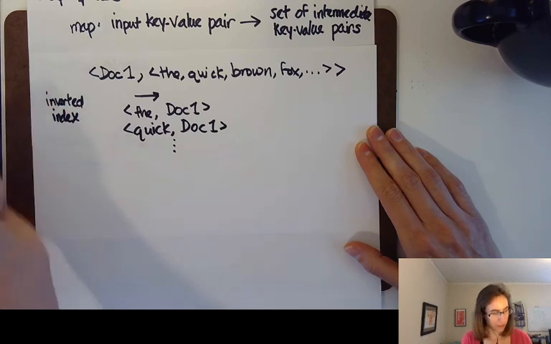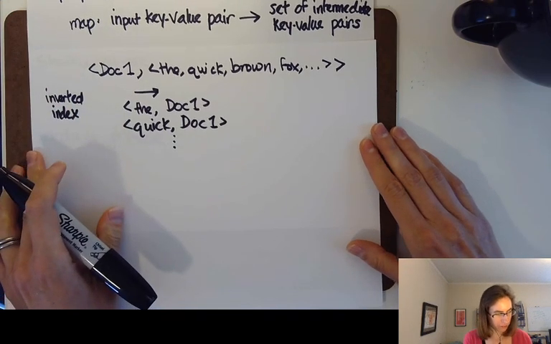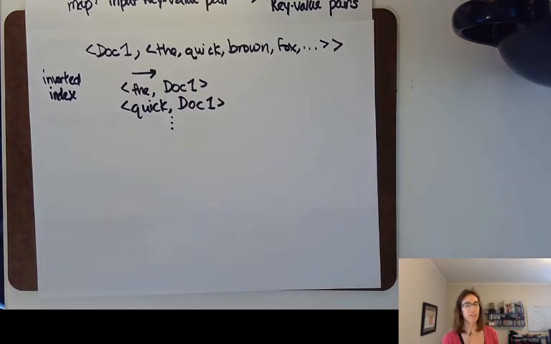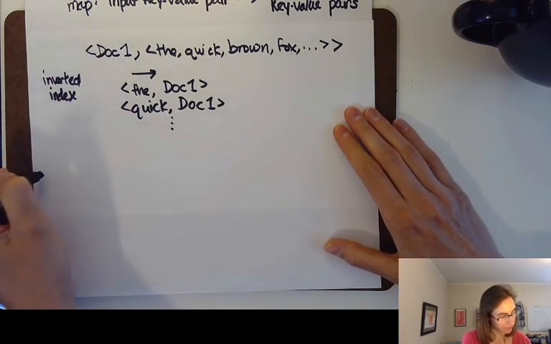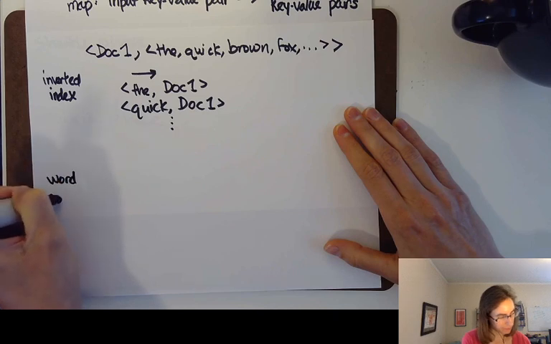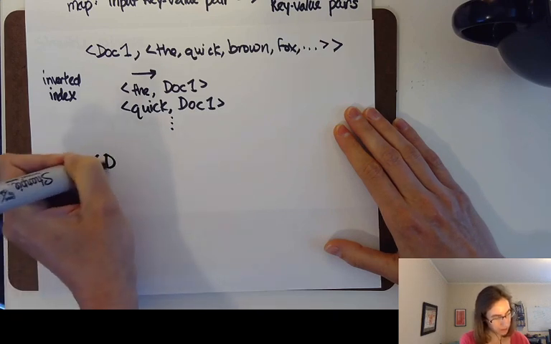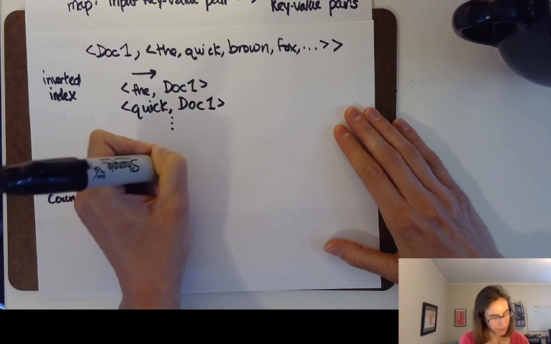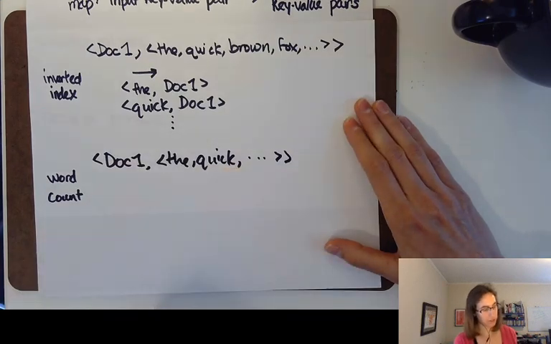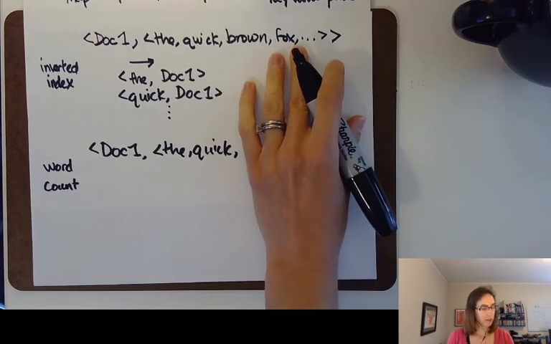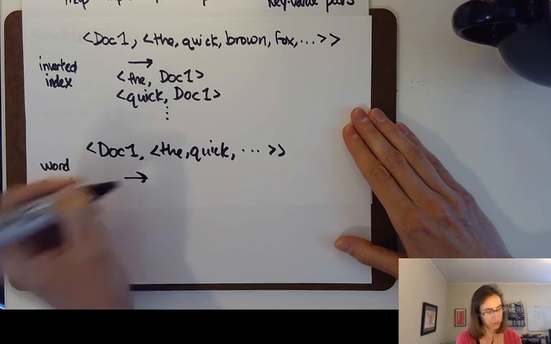But MapReduce is more than just a distributed fault-tolerant framework for computing inverted indices. It's a distributed fault-tolerant framework for doing lots of things. So what if we wanted to do something else? What if we wanted to do a word count instead? What would we want the map function to spit out then? So let's say that this is still the input. So let's say the input is still of that shape. What would we want the map function to produce if we were doing a word count?